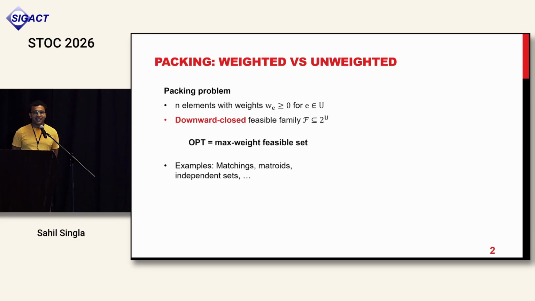The challenge, however, is that we'll be working with an arbitrary downward closed set system. I don't want to make any assumptions like it's a matching, a matroid, or an intersection of matroids. It could be an arbitrarily complicated downward closed set system. And we are interested in finding a max weight solution.